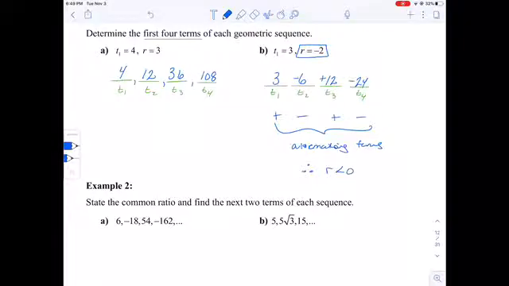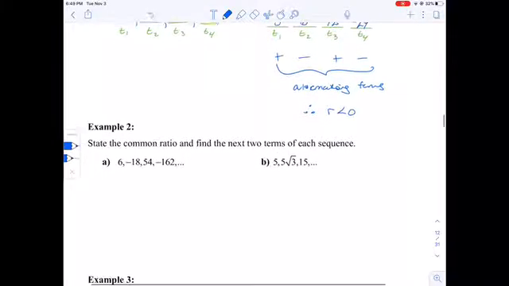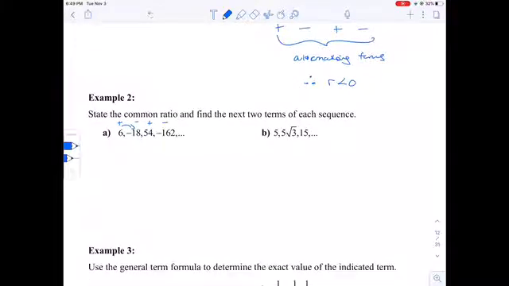Let's look at the next example. It says state the common ratio and find the next 2 terms of each sequence. So this first one, we see right away that it's plus, minus, plus, minus. I know our ratio is going to be negative. And to find my common ratio, I can take any 2 terms. -18 divided by 6, divided by the previous. -162 divided by 54.